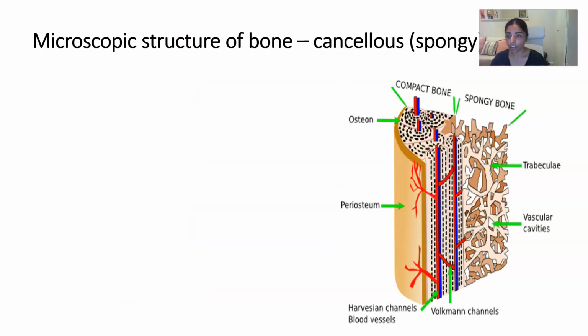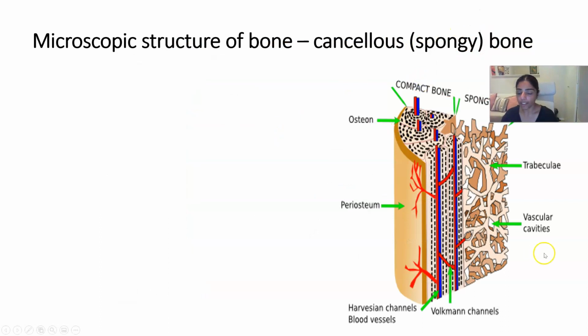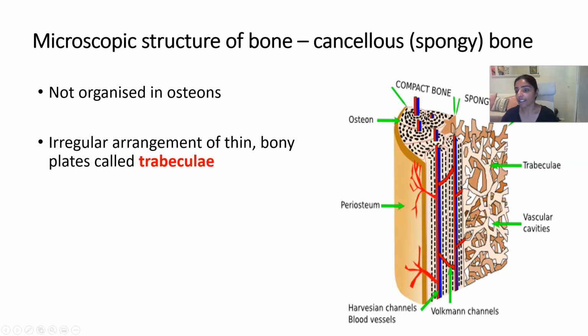Now, when we look at spongy or cancellous bone, we can see that the arrangement is very, very different to compact bone. It's called spongy bone because you have these spaces in between it, and it does resemble an actual sponge. So first of all, we can see very quickly this bone is not arranged in osteons, so it doesn't have those tight concentric rings. And instead, we have these stick-like thin bony branches or plates known as trabeculae. So cancellous or spongy bone is arranged in trabeculae.